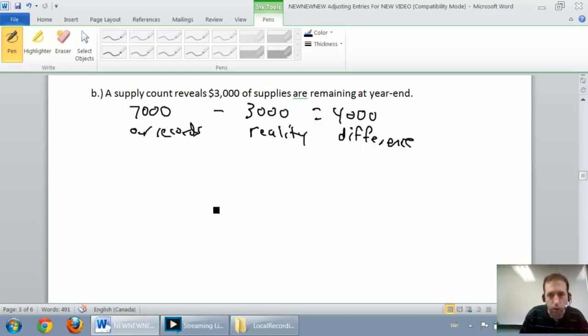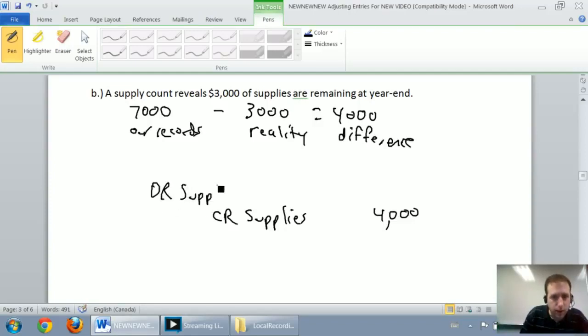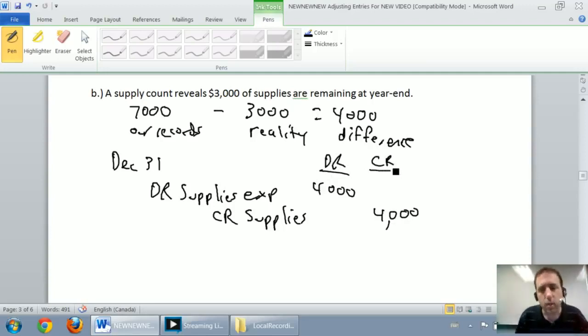So I've got to credit my supplies by $4,000. My supplies were 7 on my books. I want to reduce it to 3, so I've got to credit it by $4,000. So I'm going to credit supplies by $4,000 to say I have $4,000 less assets than I thought. I counted them. And I debit supplies expense to say I must have used up $4,000 worth of supplies. Now again, a little bit of a tricky entry. It's dated December 31st, and again, if we want our headings of debit and credit, that's fine as well. But a little bit of a tricky entry here because we're debiting supplies expense, we're crediting supplies.